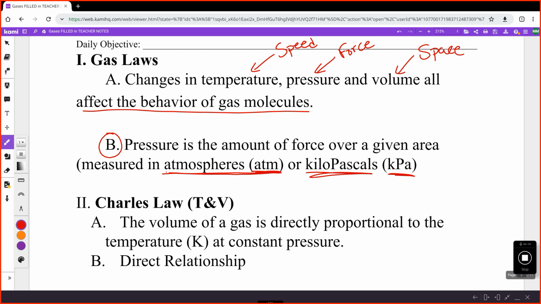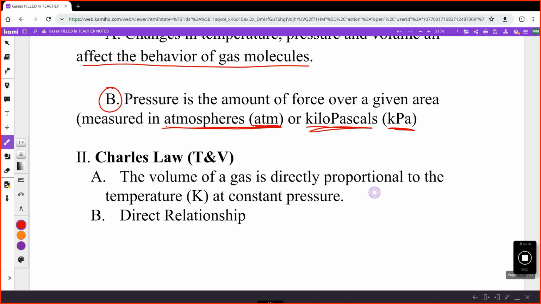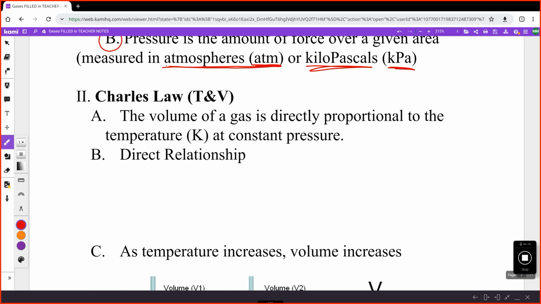Now, there are three individual laws that we're going to cover in this video today. The first one is Charles' law. Charles' law is the law in which we're comparing how temperature and volume affect one another. For this law, we hold pressure constant. We ignore it. We pretend like it's not there, because it's not going to change.